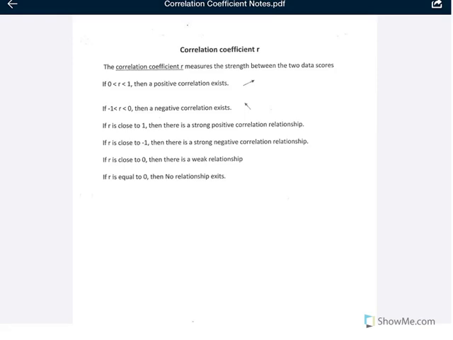If it's close to 0 on either end, it's going to be weak. And if it's equal to 0, then no relationship exists. So to give this a little bit more meaning, if I give you that the R value is 0.98, okay? 0.98 is really close to 1, and because it's positive, it's going to be a positive correlation, and because it's really close to 1, it's going to be a strong positive correlation.